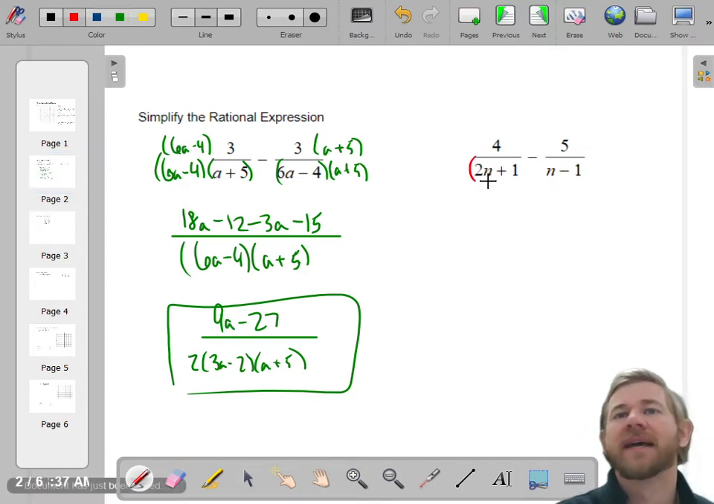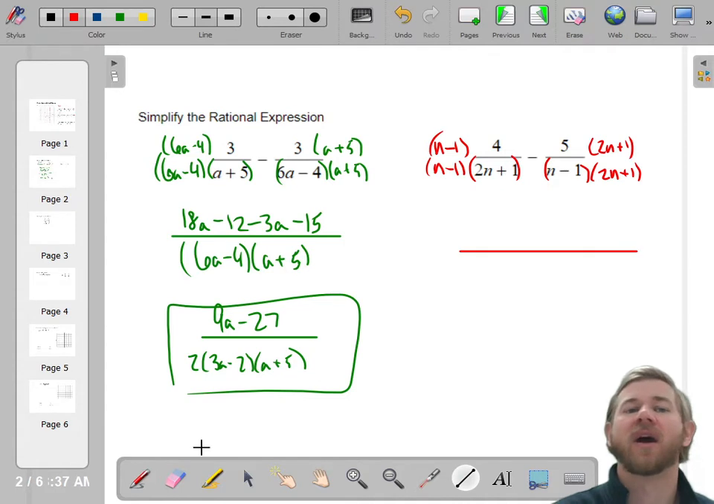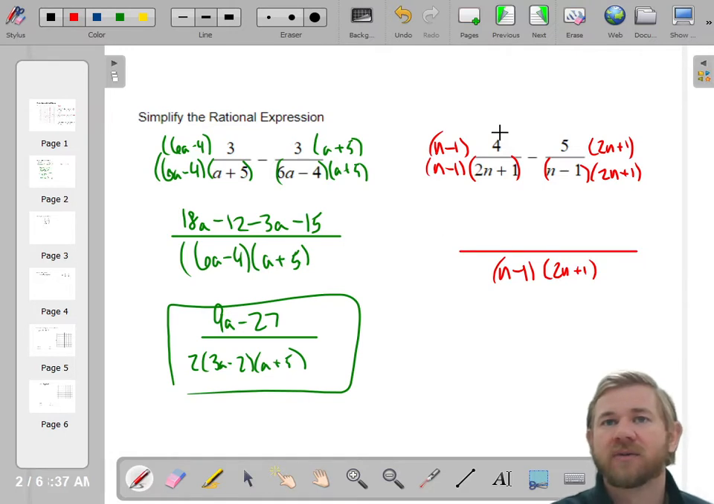Let's try another one. Again, they don't have anything in common, so we're going to multiply the tops and the bottoms by each other. So we're multiplying the denominators together to get a common denominator. Now my denominator will be the product, n minus 1 times 2n plus 1. And I've got to distribute in the top.